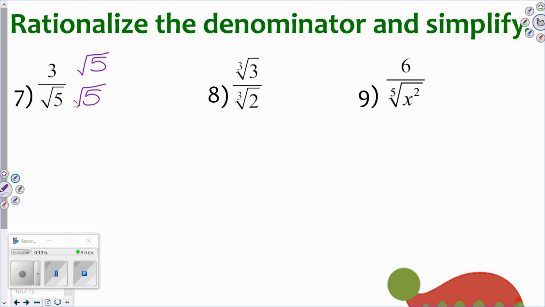Right? So you're like, yeah, no big deal. That's 3 radical 5 over 5. Now let's talk about why you did that. There's rhyme and reason why you did that versus how we're going to attack the next ones.